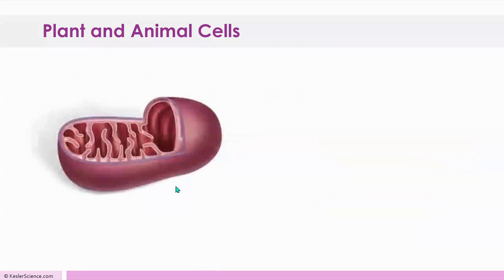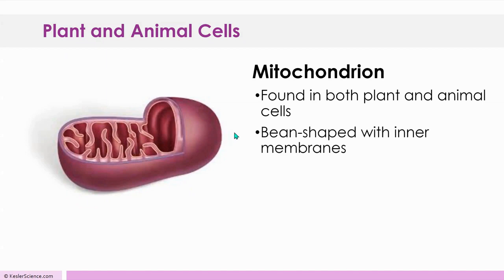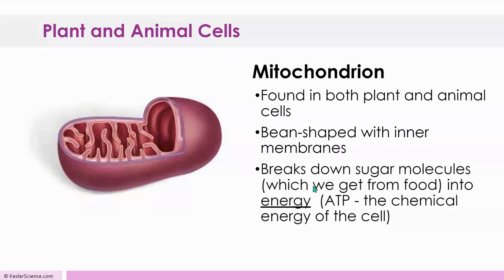This was hot pink in both of the models, and it had that squiggly structure. This is a mitochondrion, and that's the singular version. In plural, we say mitochondria. So this I-O-N goes to an A, mitochondria. It's found in both animal and plant cells. It's bean shaped, and it has these inner membranes, kind of squiggly, squiggly, squiggly. And this is what it does.